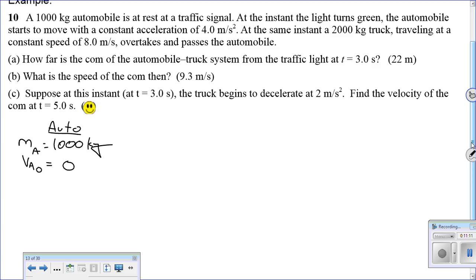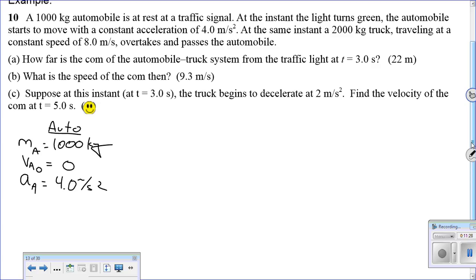All the A's just mean auto. I know it's going to accelerate, so the acceleration of the auto is 4.0 meters a second squared. And all of this is occurring at the same time.